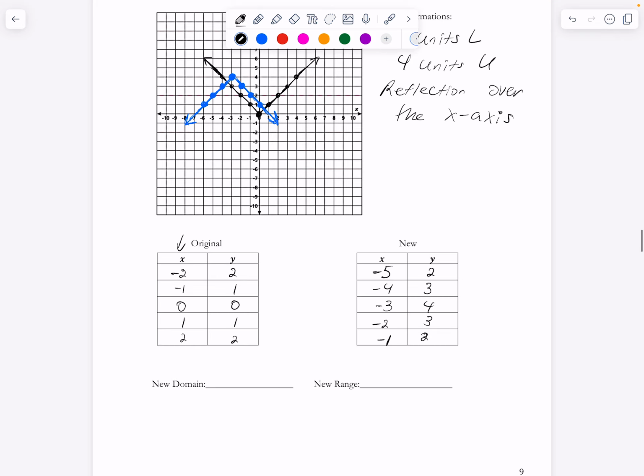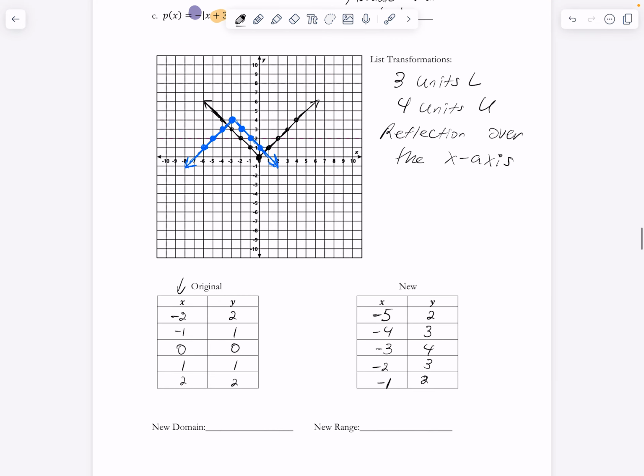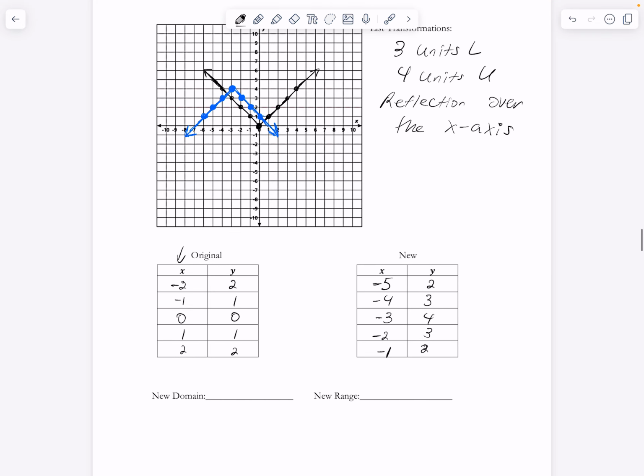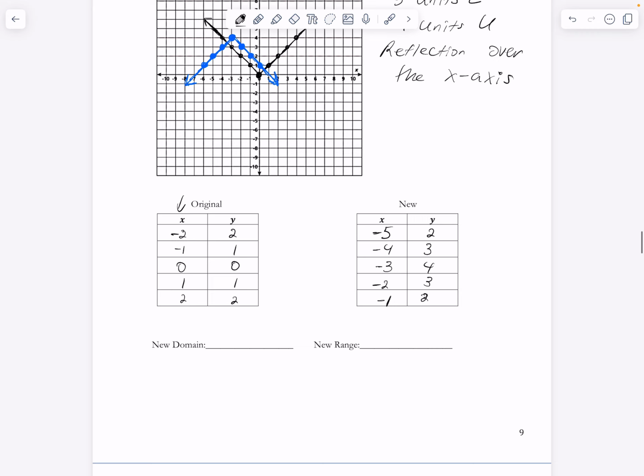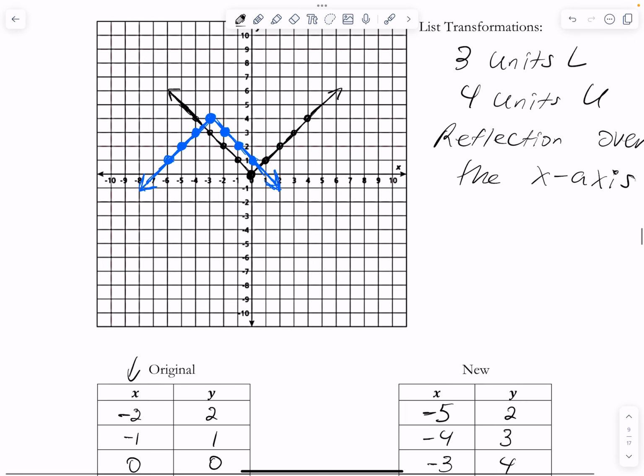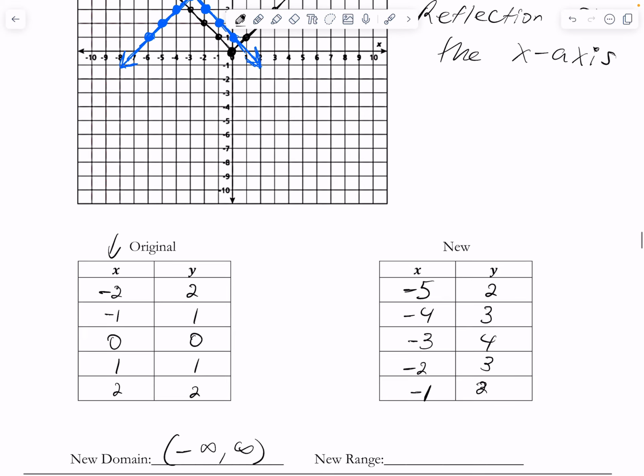Let's do the new domain and range. In terms of my domain, I can plug in any x value left to right, so no issues there. -infinity to infinity, I can plug in anything I want, and I'll be able to get a y value. In terms of the range, though, because we're now opening down as opposed to opening up, that's going to change everything. My lowest value is actually going to be -infinity, right?